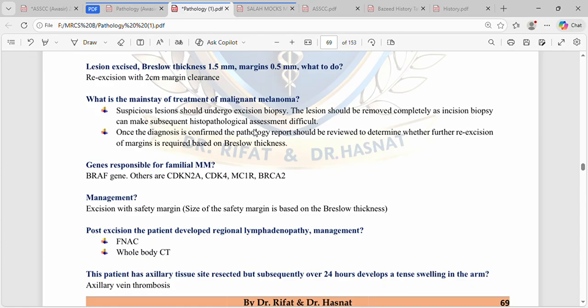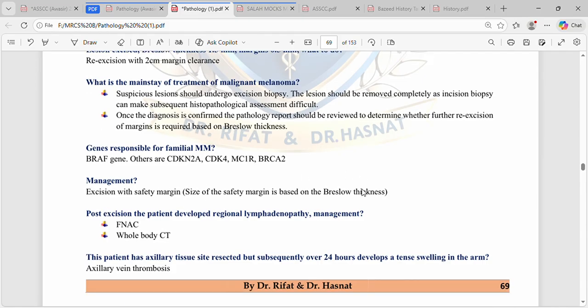Once the diagnosis is confirmed by the pathology report, it should be reviewed to determine whether re-excision of margin is required. You have to review the histopathology report to confirm whether the margins are positive or negative. For example, if the excision is inadequate, you have to go for re-excision.